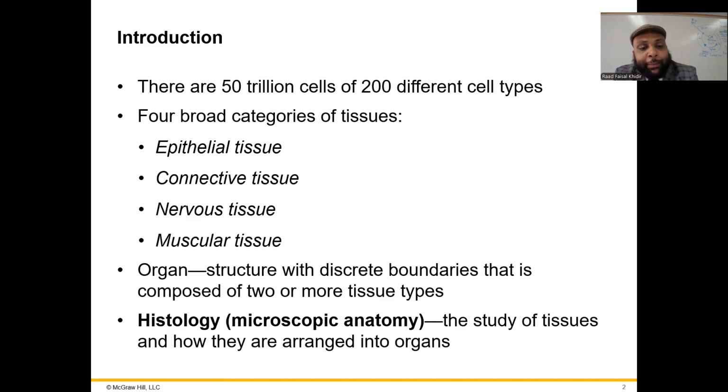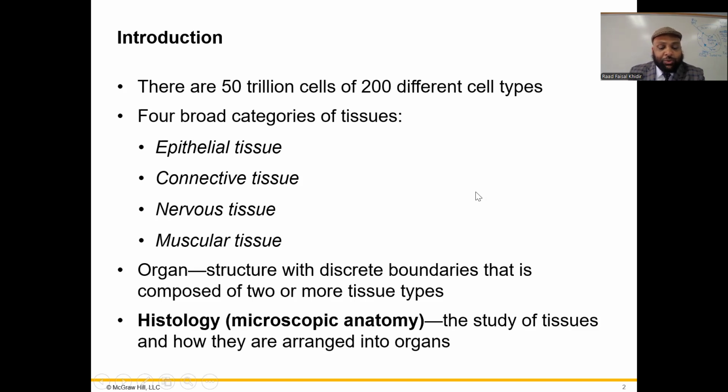The first one is the epithelial tissue, and that is the tissue that lines your external environment and the deep lining of your gastrointestinal tract, your alimentary tract, as well as your respiratory tract. There's the connective tissue that connects the basement membrane and connects tissues to other tissues. And then there's the excitable nervous tissue and the muscular tissue.